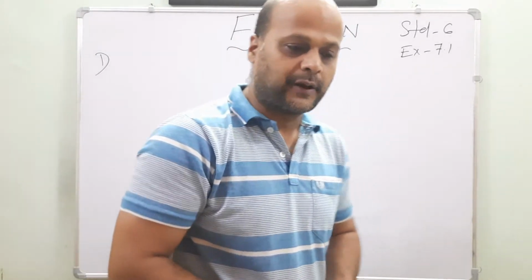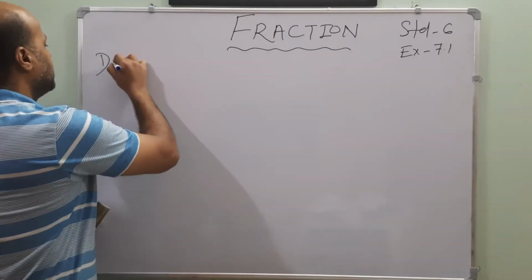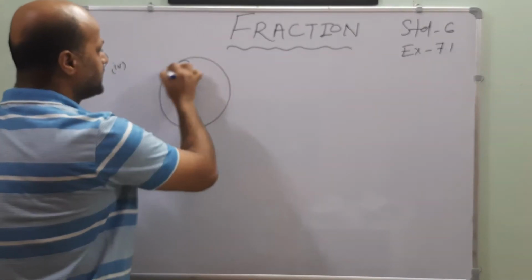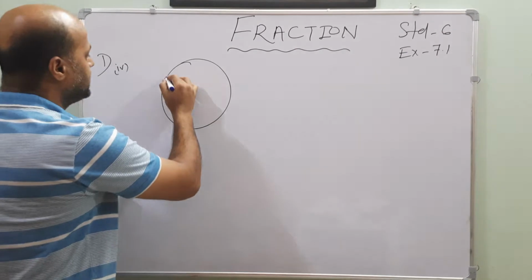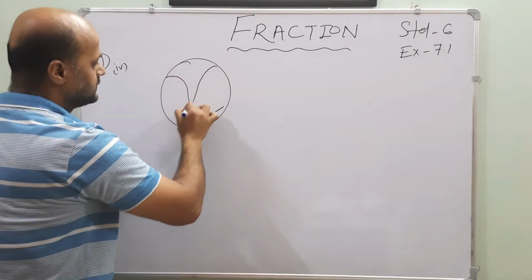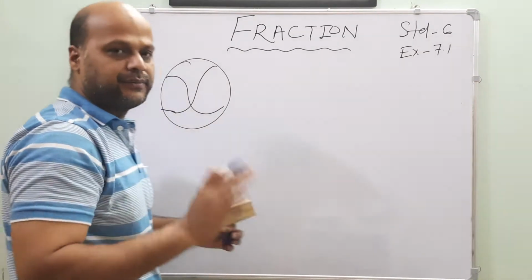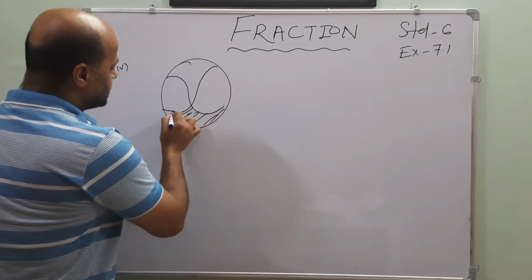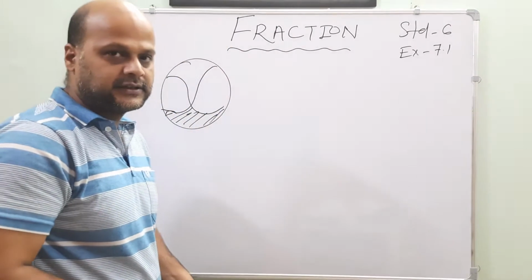Okay, let's go to the fourth one. What is the fourth one saying? The fourth one is saying a circle is there. You know it already, we will discuss here. Like this, when it is taken like this, this part it is stated. So what is the fraction of the part it is stated?